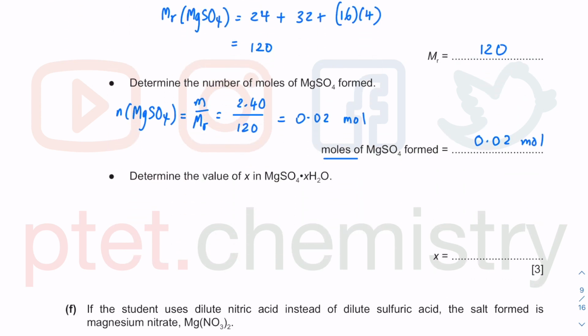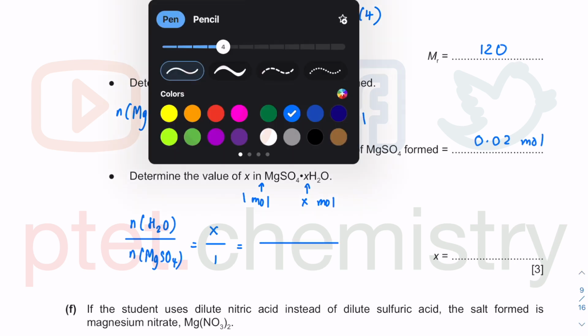We see that in this formula unit, we have 1 mole of magnesium sulfate has X mole of H2O. So if I say mole of H2O divided by the mole of MgSO4, hopefully you can see there's X mole of H2O is to 1 mole of MgSO4. So X divided by 1 is X. And then I'm going to put in the actual value on the right hand side.